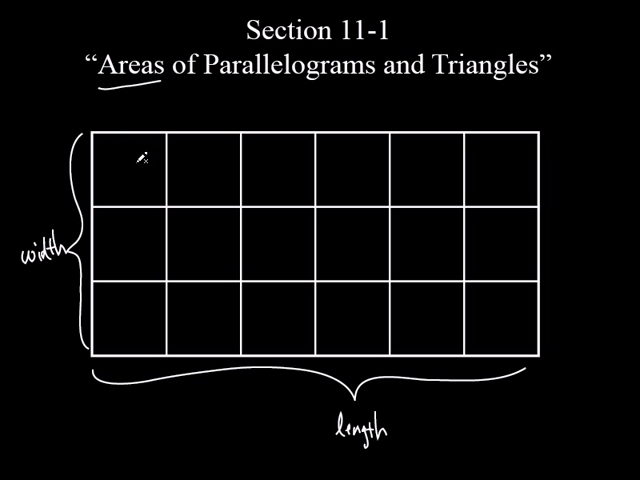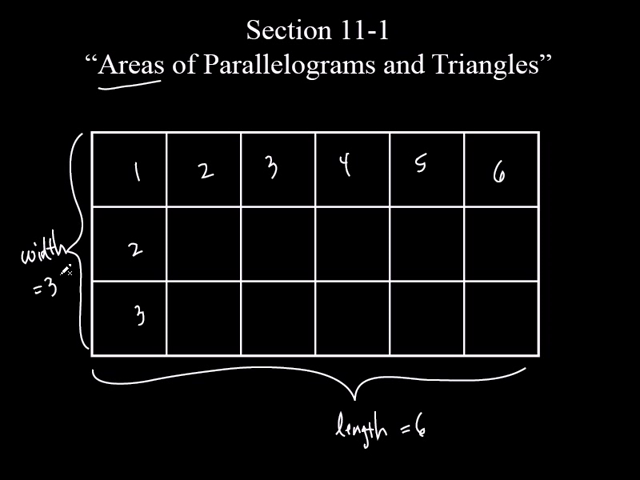And so what I've got is 1, 2, 3, 4, 5, 6. I've got 6 squares across. So for the length, we'll just call them inches, or whatever unit you want. So this is 1 inch, 2, all the way to 6 inches. So the length would be 6 inches. And if you count up and down to get the width, that would be 1, 2, and 3. And so the width is 3.